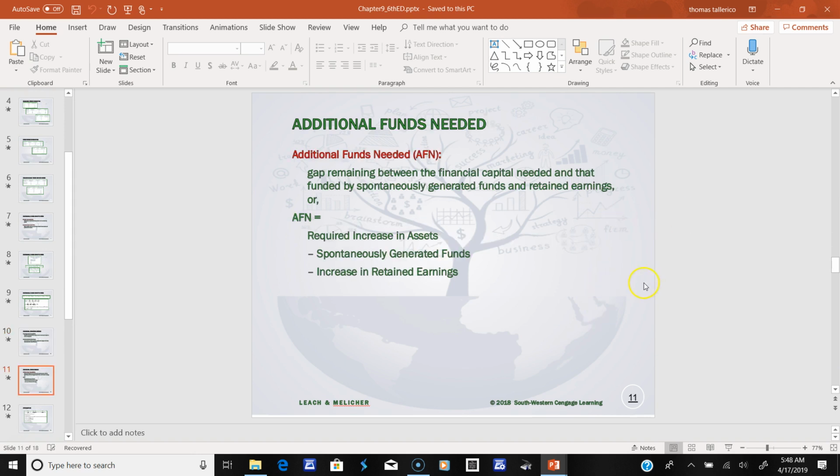And you can see those concepts here. You may need additional funds. You notice that I have this in red. So this is if you don't have enough money internally, and you have to go out and borrow more money. Additional funds needed: this is the gap remaining from the financial capital needed, and that is funded by spontaneously generated funds and retained earnings.